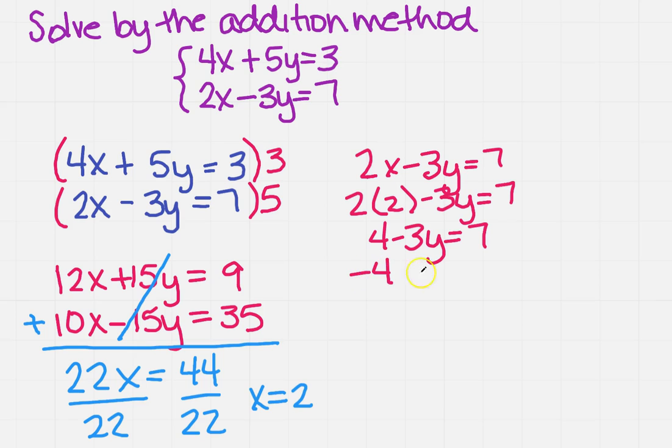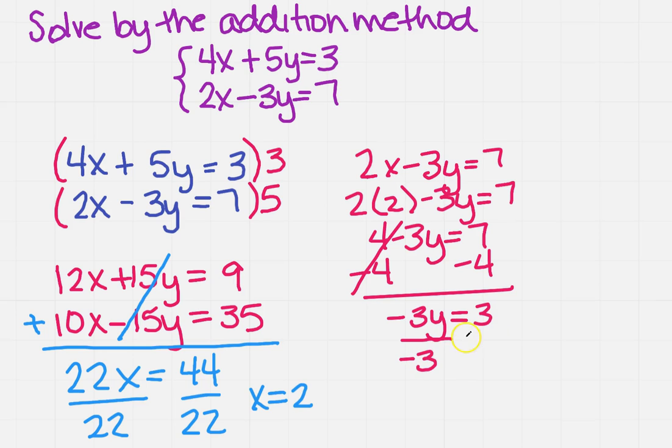I'm going to subtract 4 from both sides. So those cancel, and I get minus 3y equals 3. But I don't want a minus, I need just y. So I'm going to divide both sides by minus 3, and I'm going to get y equals minus 1.